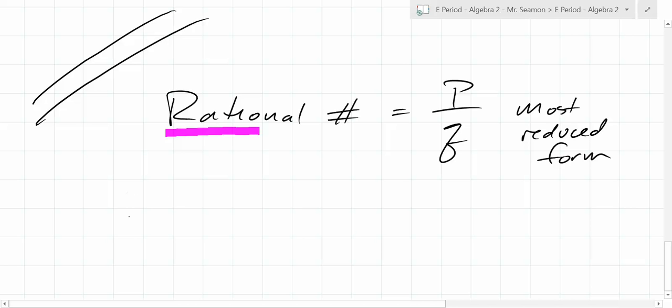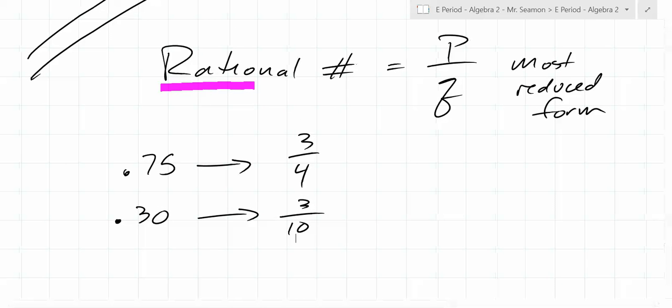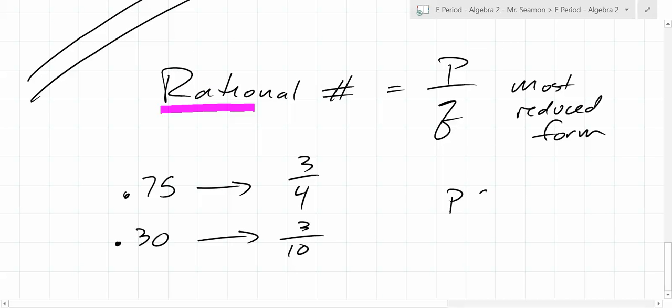let's talk about 0.75. 0.75 is rational because we can write it as a fraction. What is the most reduced fraction we can write? 3/4, exactly. What about 0.30? That would be 3 over 10. So any rational number can be written as a fraction in most reduced form. Are you with me so far? What most reduced form means is they have no common factors, meaning P and Q share no factors. So this is all things you kind of know already. Are we okay so far?